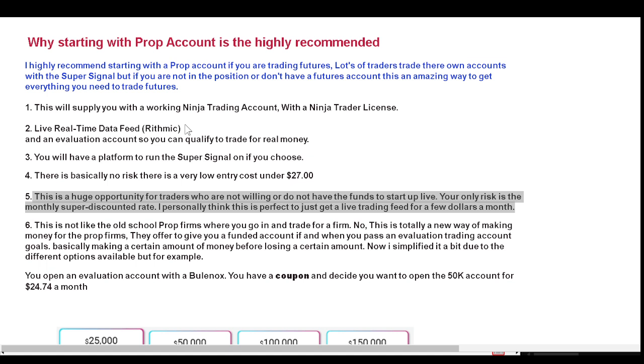So when you get started as a trader, you have to get a broker. You have to have funds to fund that broker account. You have to get your data feeds. You have to get your charting systems, your charts, and everything that comes along for the tools of the trade.